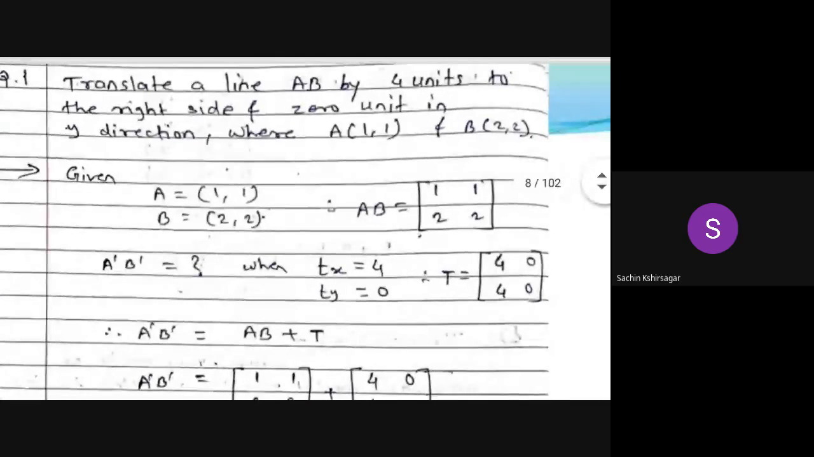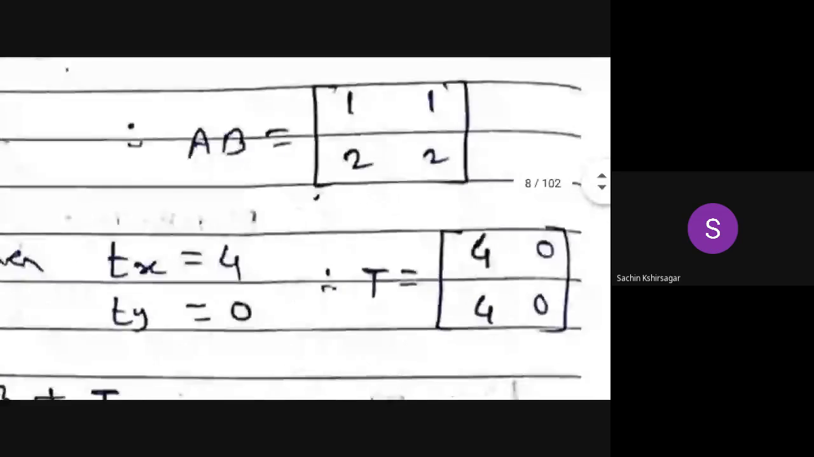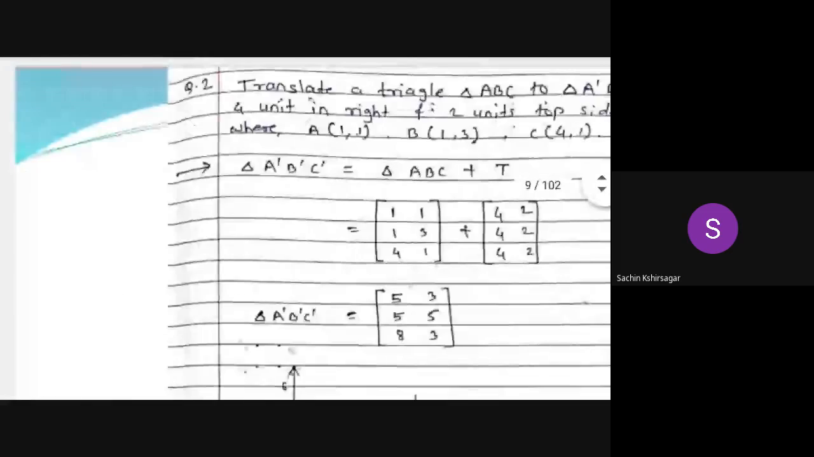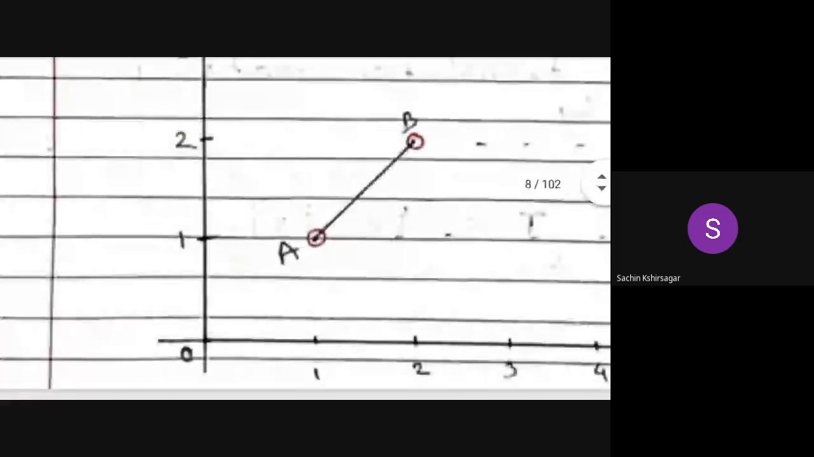Now, this type of problem we studied in the last lecture: translate a line AB by 4 units to the right side. The point locations are given. Point A is (1, 1) and point B is (2, 2). In terms of matrix, line AB is 1, 1, 2, 2. This is shown in the figure also. This is the given line data.